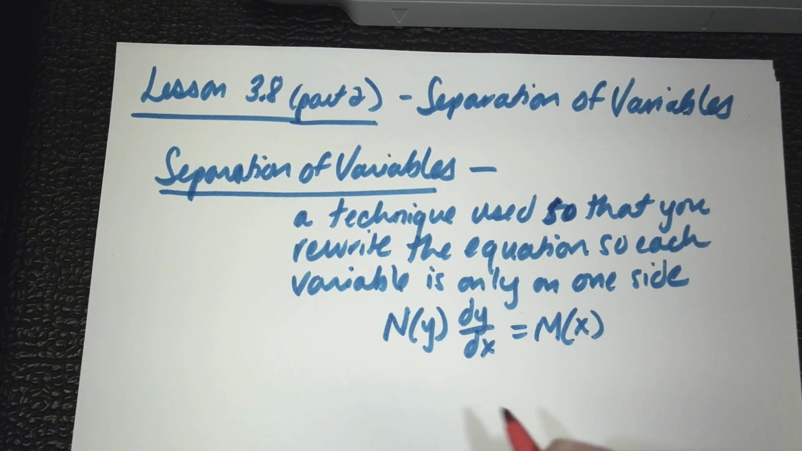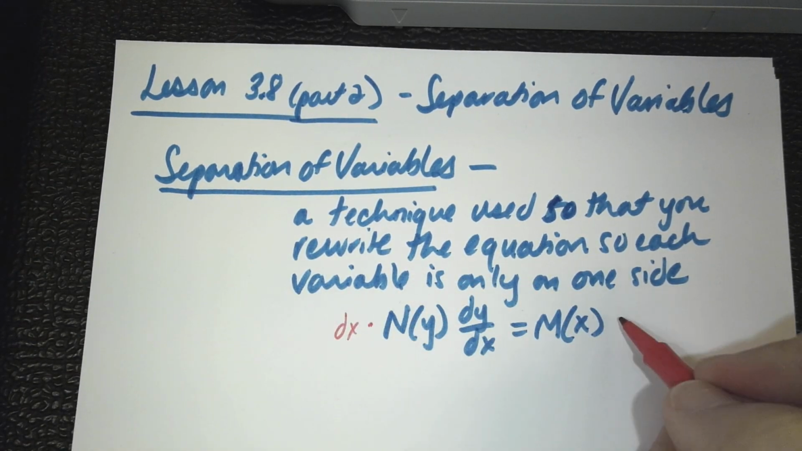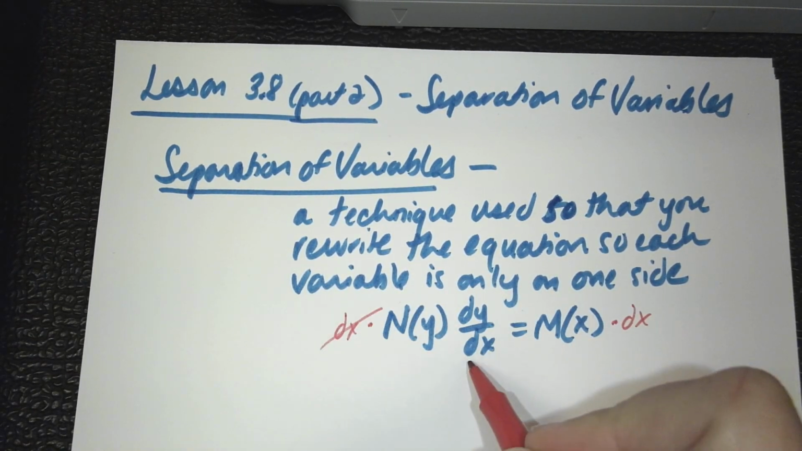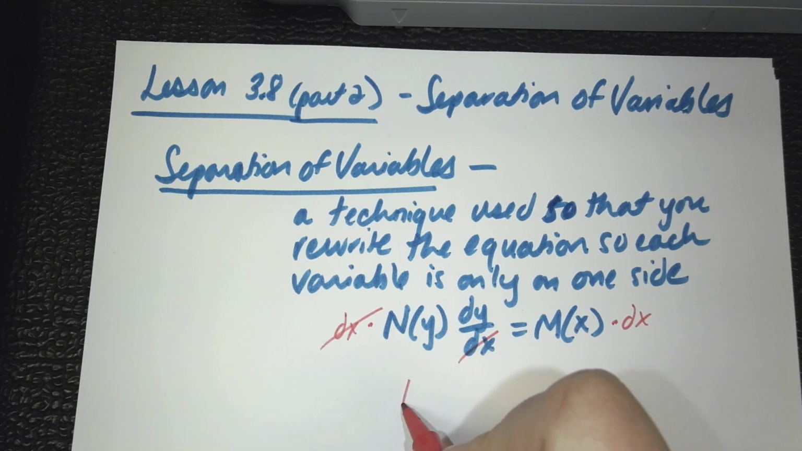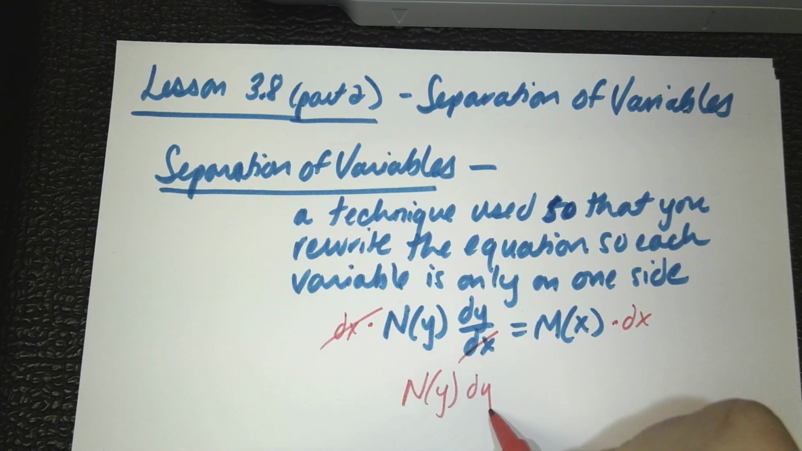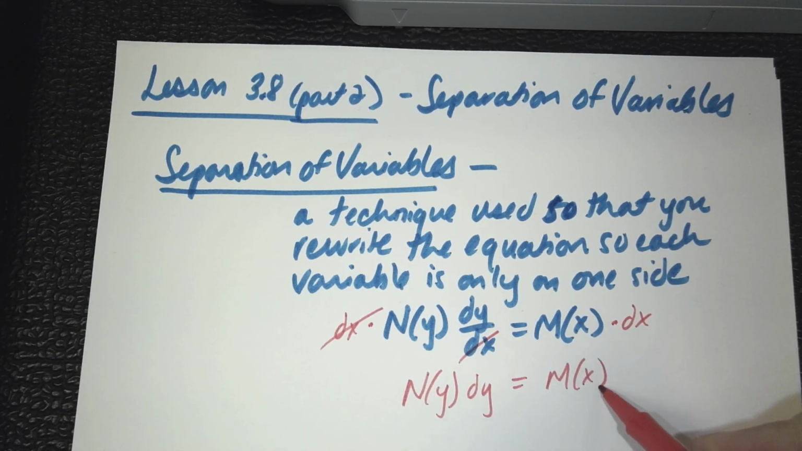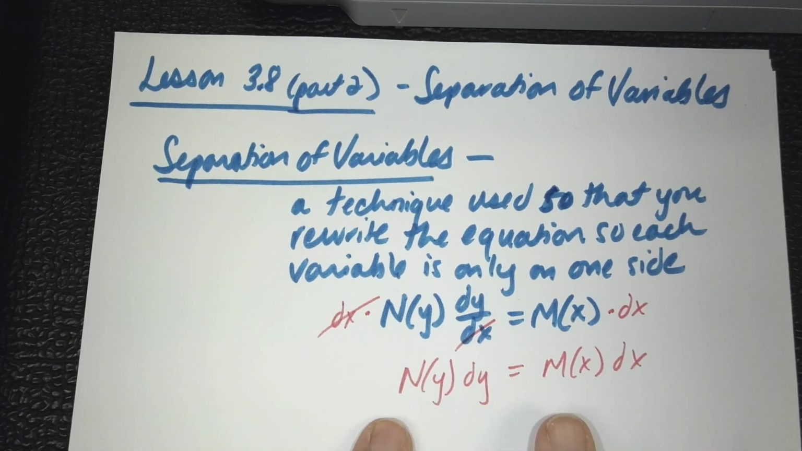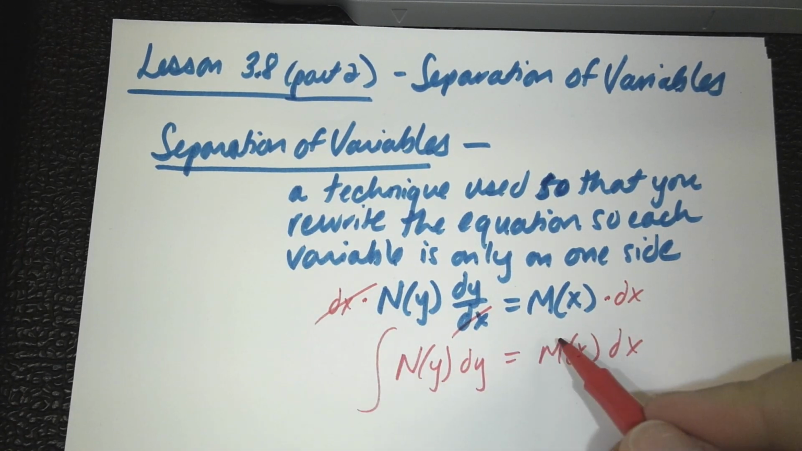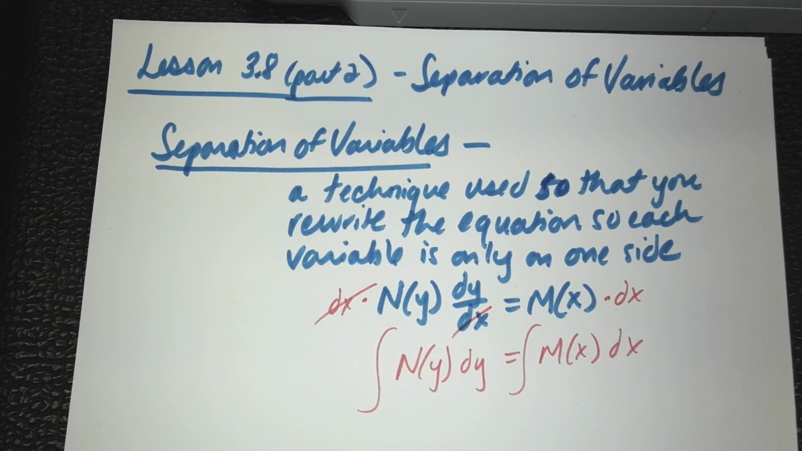You're going to do what we did yesterday, which is multiply by dx, because you want all the x's on one side and all the y's on the other side. So you'll have now a y and an x, and then you just do what we were doing, which is integrate both sides. Okay? So I'm going to do 3 problems for you. They're going to start off easy, medium, and the last one will be a little bit harder.